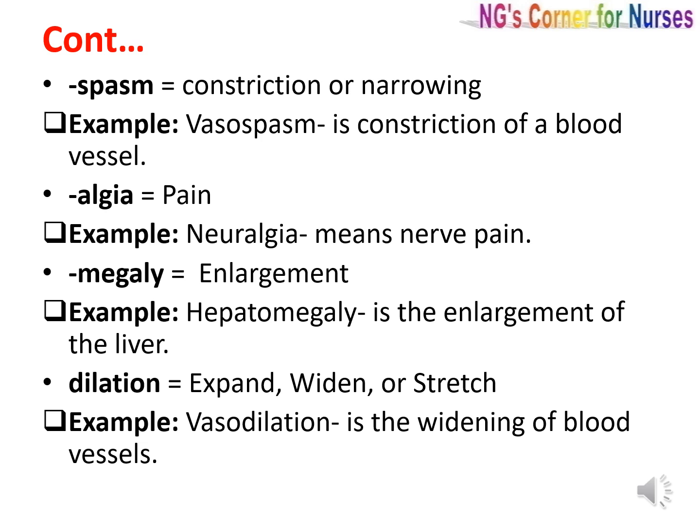Next, coming to spasm. Spasm means constriction or narrowing. As an example, we can say vasospasm. Vaso refers to blood vessels and spasm refers to constriction. So, vasospasm is the constriction of a blood vessel.